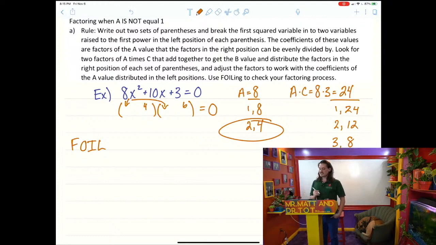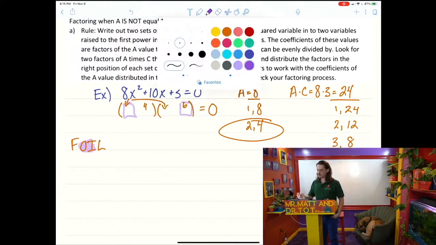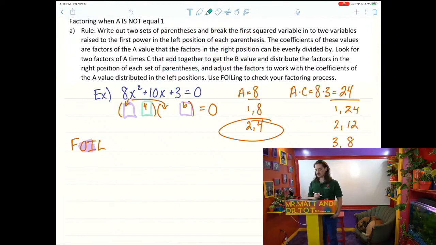So we need to split that 8x squared into the first left-hand positions, and I need them to work with the inner and outer forms of the foiling process. So the outer is going to be multiplied with each other to produce that central x value, and the inner positions are going to be multiplied by each other. So I need to make sure that I match up the values that are divisible, that work together. So I'm going to match 4 with 4, so I'm going to put 4x here.